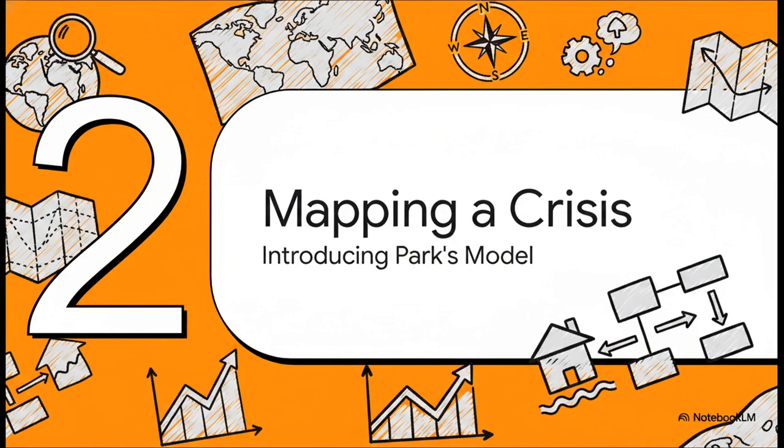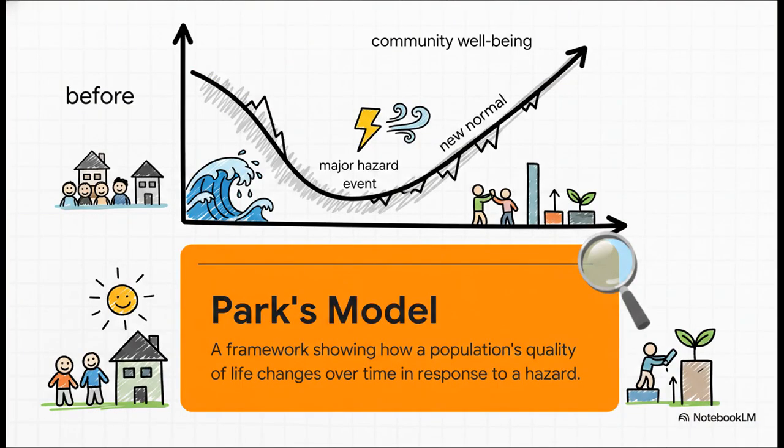Okay, so how do we actually map this difference in a way that makes sense? Well, geographers and disaster planners have this amazing framework they use to chart the entire process from start to finish. And here it is. It's called the PARC model, though you might also hear it called the disaster response curve. All it is really is a simple graph that tells the story of a community's well-being before, during, and after a disaster strikes. It's surprisingly powerful.